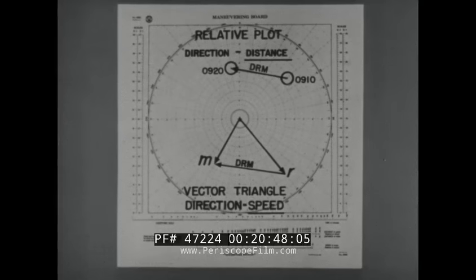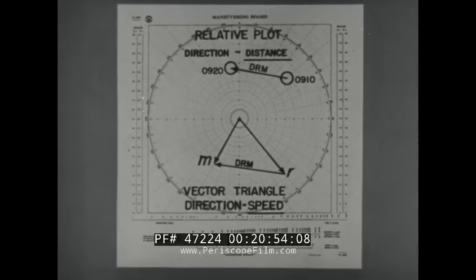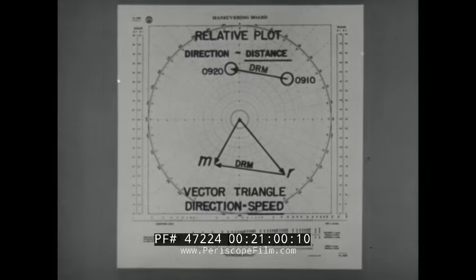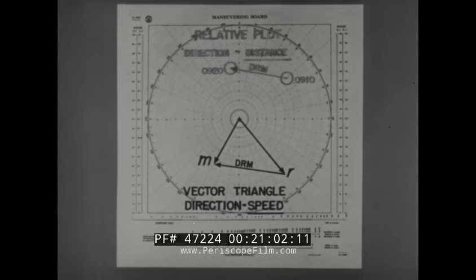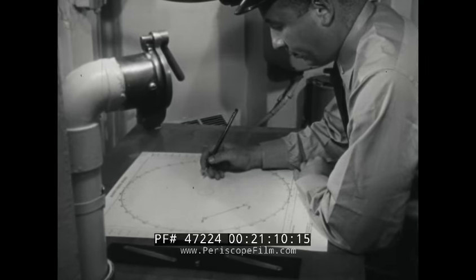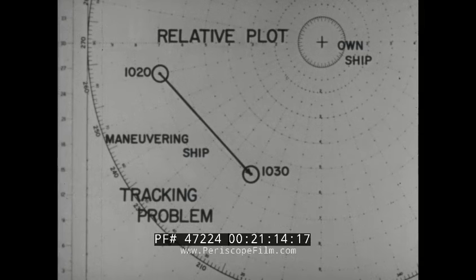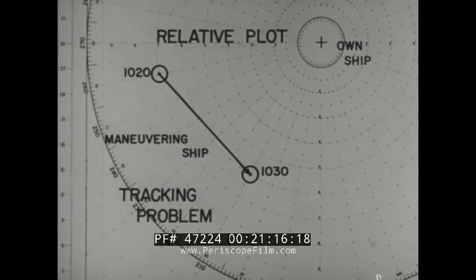Remember, while you may place the relative plot and the vector triangle on the same maneuvering board, they have separate factors. The relative plot is a geographic plan and shows direction and distance. The vector triangle is a mathematical diagram and shows direction and speed. Examine the navigation problem to decide which ship will occupy the reference position in the center of the circle. Usually, own ship is the reference ship in tracking problems.